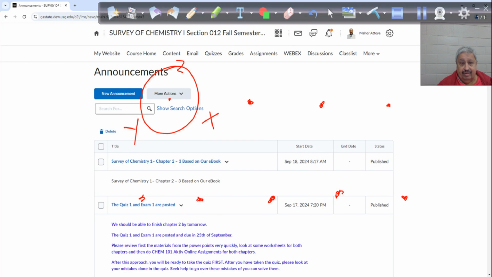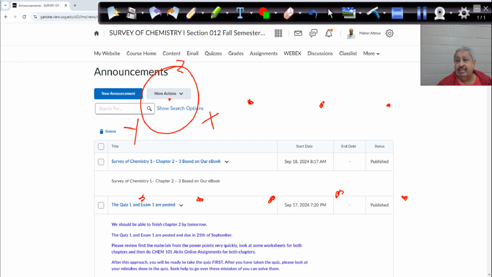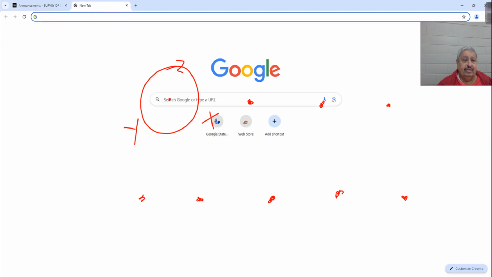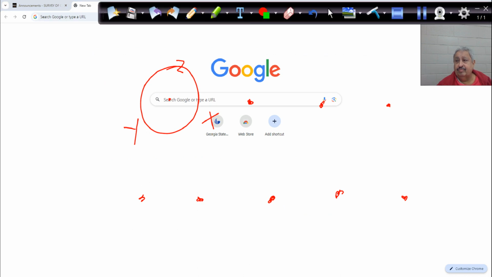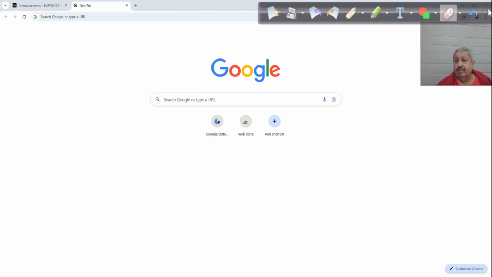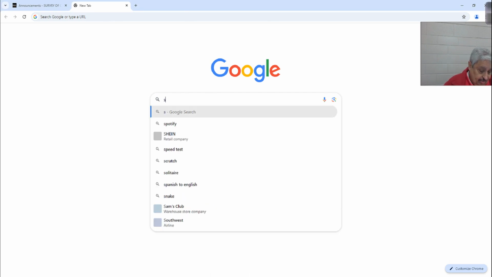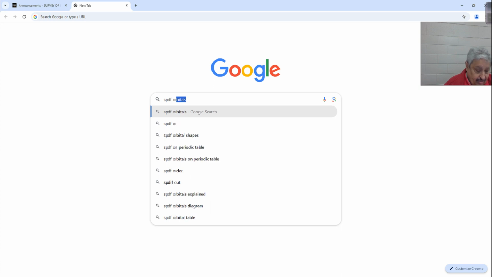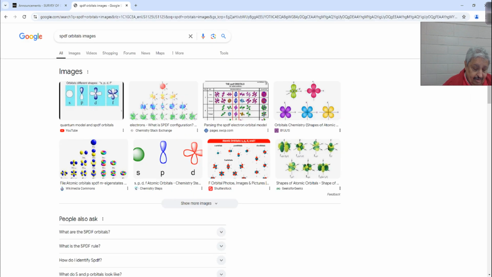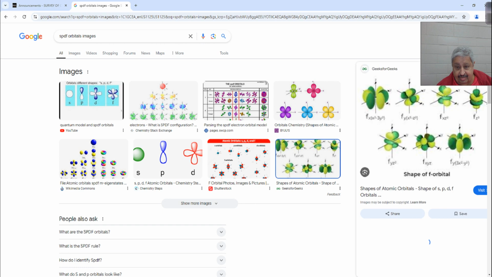So if I go here and say to myself, okay, let's take this one out, and this one out here, and this one out here. And I say s, p, d, f orbital images. If you Google this, here you are, you will see all of them. It is very nice.